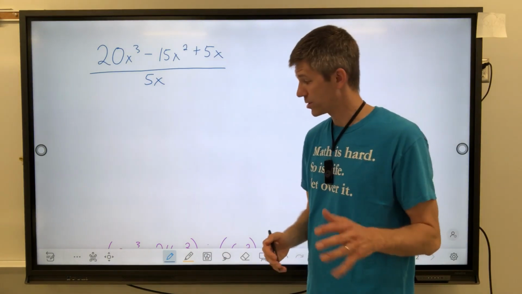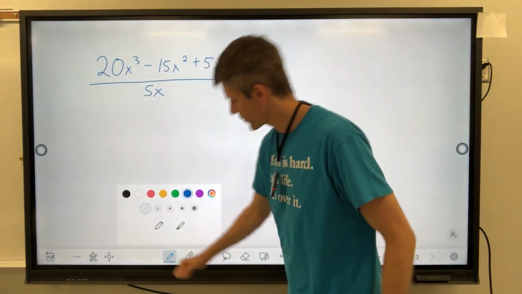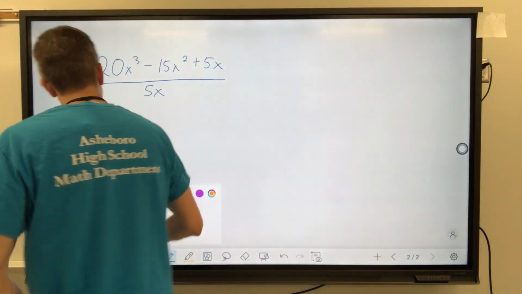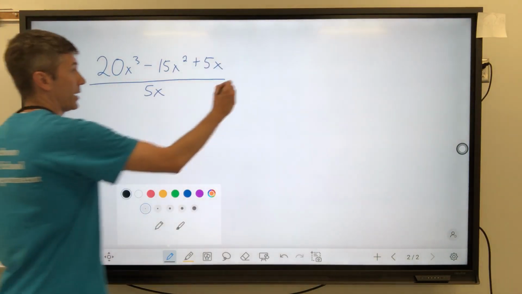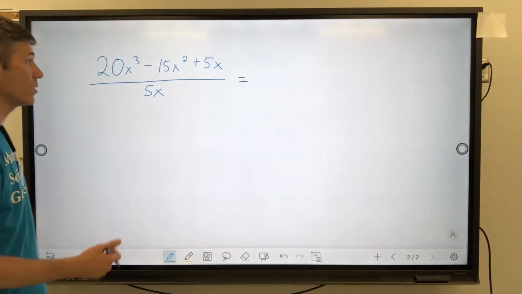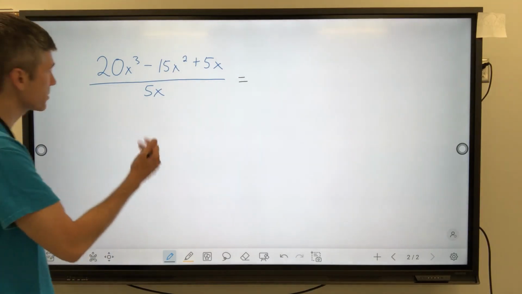I'm going to divide everything by 5x. Now, I also could do this one a different way, and I'm not necessarily going to do that. Well, I might in a minute, because it might be explained different ways when you encounter different videos or different explanations. All right, so here's the best way I know to explain it. Since we're dividing the whole thing by 5x, why don't we divide each term individually by 5x? Because it's a monomial, we can do that.